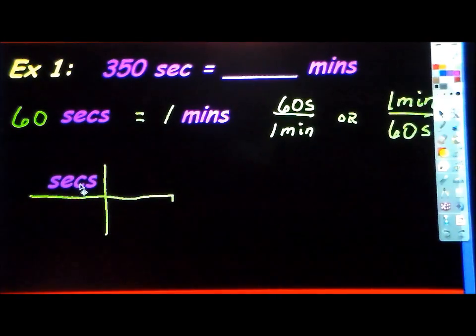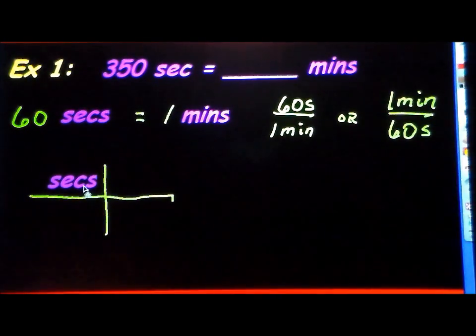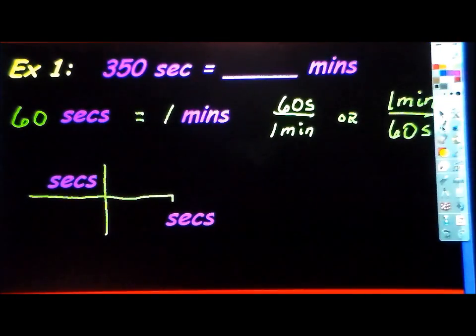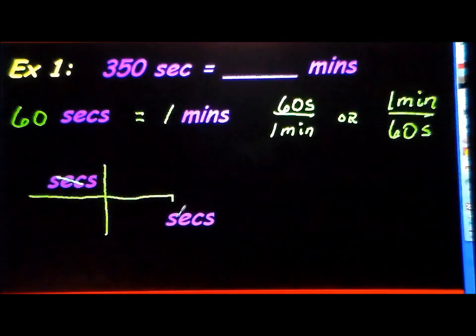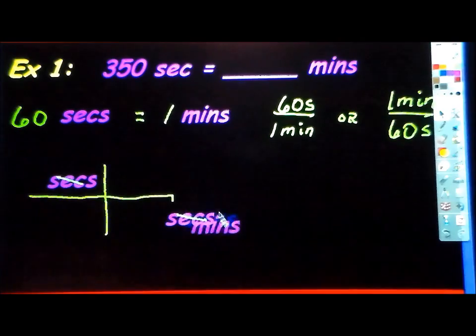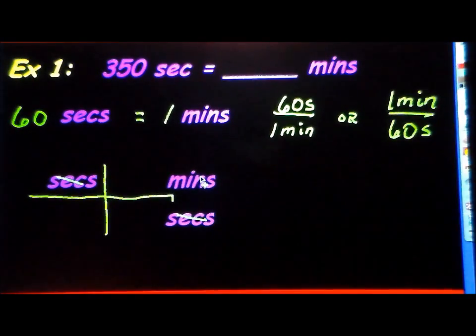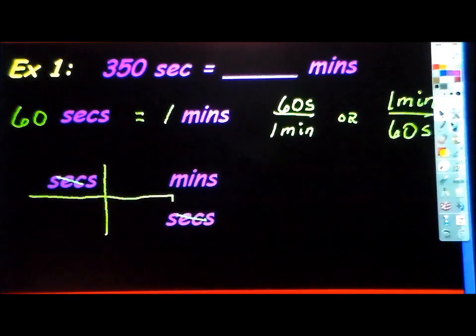I've got seconds here, and from the very first example, knowing that I want to get rid of seconds so that I can have minutes, I'm going to have to put seconds down here. Because if I put seconds down there, it's going to allow me to cancel them out. But that means then I need minutes on top. So that tells me which of these fractions I need. I need the one that has minutes on top and seconds on bottom. So now we've got the units working, and you've heard me say if you can make the units work, your numbers have to work. So now just fill in everything we were given.